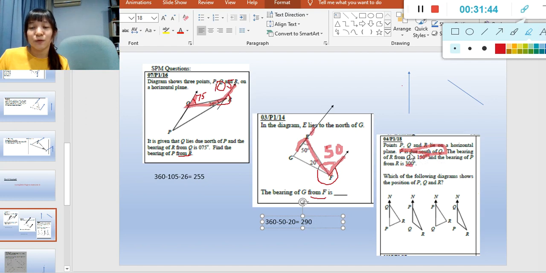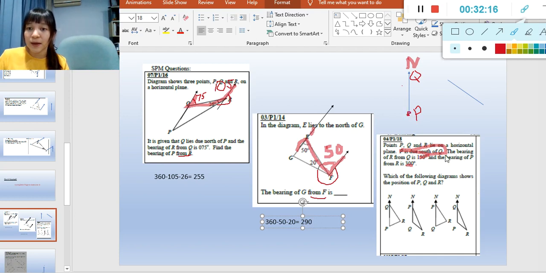Read it a few times, then you know what it means. P is at the south of Q, meaning where is your north? If let's say my north is pointing up, this will be mine. This would be my P. P is still south of Q. Now you see the south of Q, you see P.